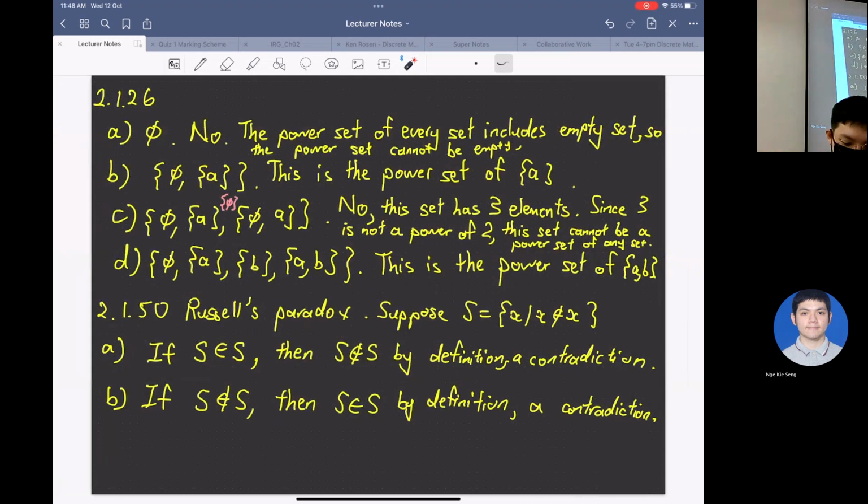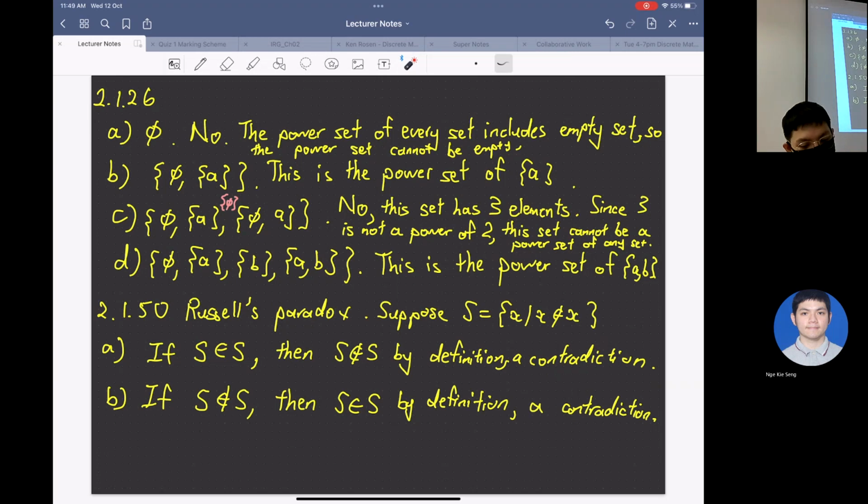Okay, 2.1.26. I think this one is also a bit hard for me. So you want to decide whether a collection of sets is a power set of some other set or not. A is no, because a power set must have at least the whole set and the empty set, so it can't be empty. And then B is a power set of A. C is not a power set because you notice that you can still produce another non-trivial subset.